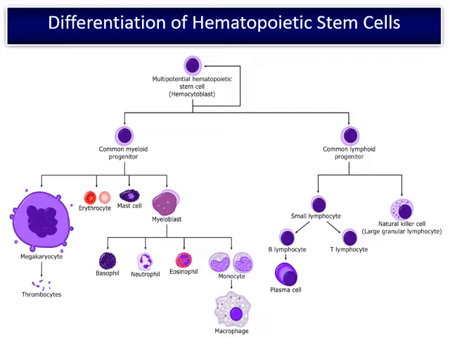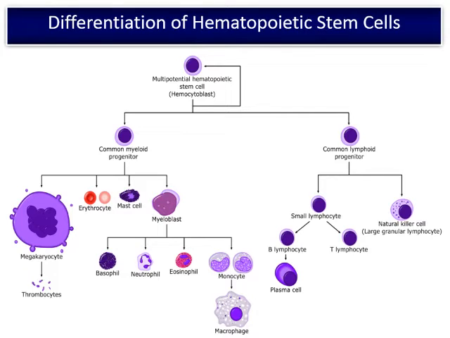I want to first tell you about the hematopoietic stem cell, the stem cell present in the bone marrow that is responsible for differentiation into any mature cell in the blood. At first, hematopoietic stem cells can differentiate into common myeloid progenitor or common lymphoid progenitor. The common lymphoid progenitor can give rise to either B lymphocyte, T lymphocyte, or natural killer cell.